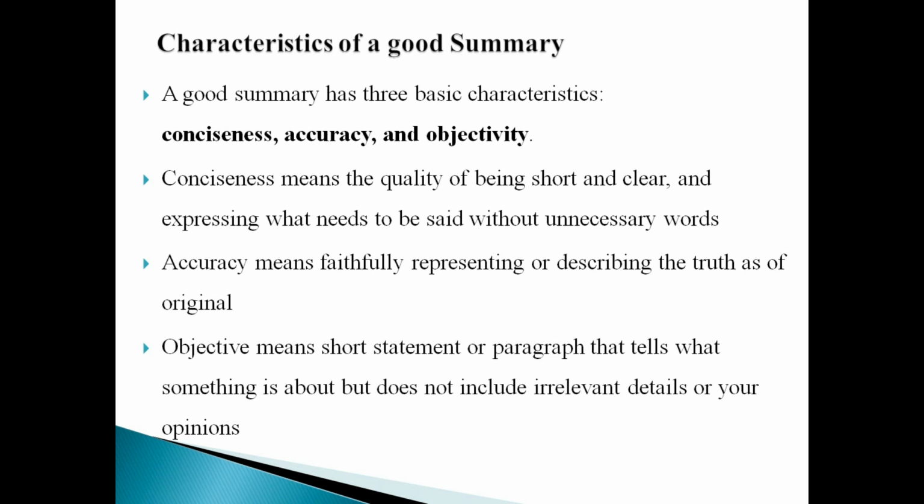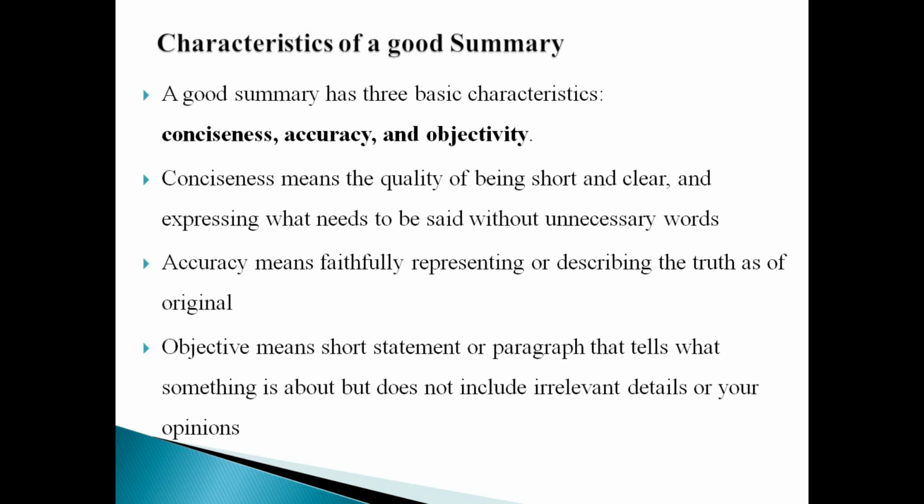When you are going to write down the summary, you have to keep in mind the following things which help you a lot. First, a good summary has three basic characteristics. First one, conciseness. Second one, accuracy. And third one, objectivity. Conciseness means the quality of being short and clear and expressing what needs to be said without unnecessary words. So you have to pinpoint only the main point.